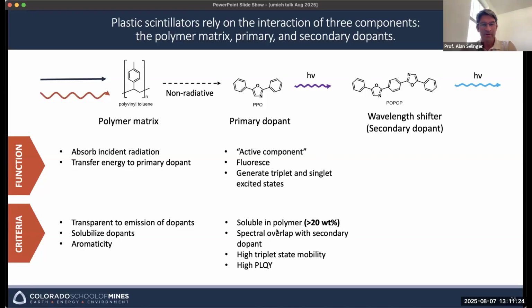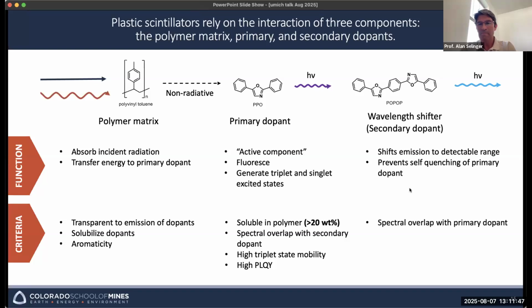It needs to have a spectral overlap with the secondary dopant, which means the emission needs to overlap with the absorption of the wavelength shifter. And it needs to be able to transfer triplets efficiently and have a high photoluminescent quantum efficiency. Lastly, the wavelength shifter needs to be able to absorb the light coming from the primary dopant and then efficiently emit that so that it can be detected by the photomultiplier tube.